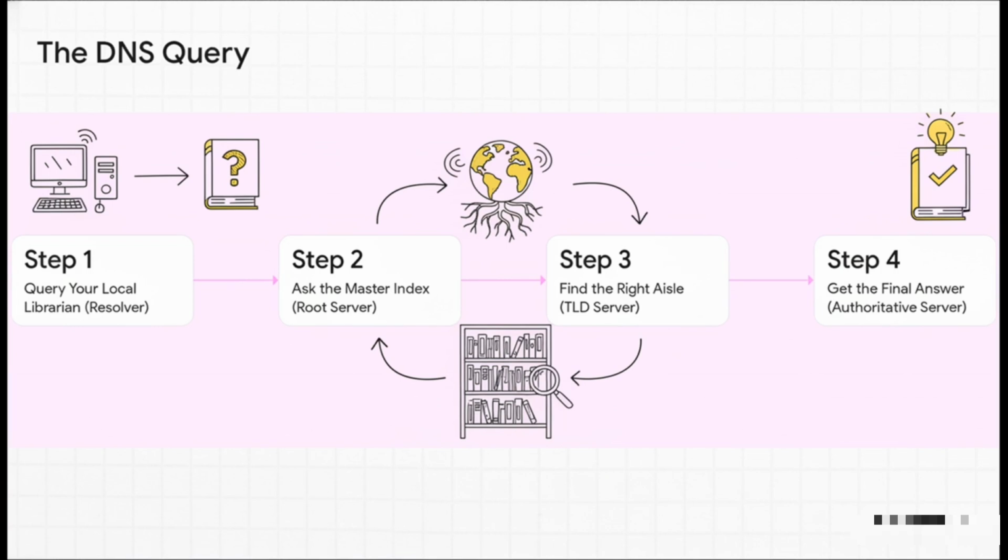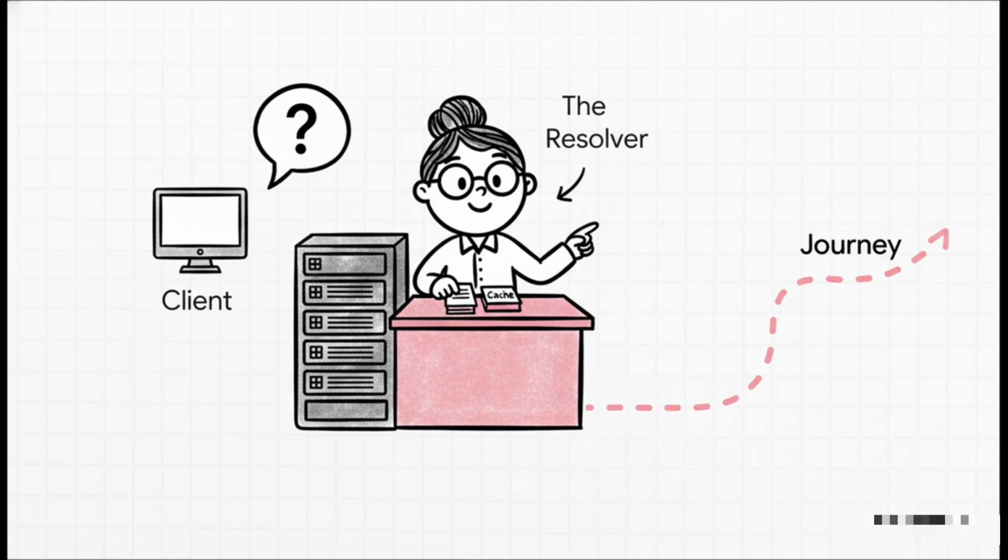The whole thing kicks off with a simple question to, let's call it, a local librarian. Your computer's first stop is something called a resolver server. This is usually run by your internet service provider, your ISP. And this resolver really is like a helpful librarian. The first thing it does is check its own memory, its cache, to see if it's been asked for this address recently. If it has the answer, awesome, we're done. But if not, well, that's when the real journey begins.